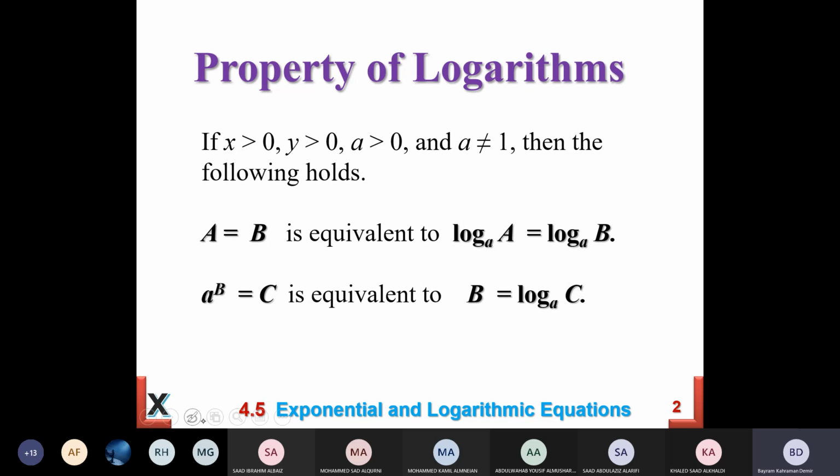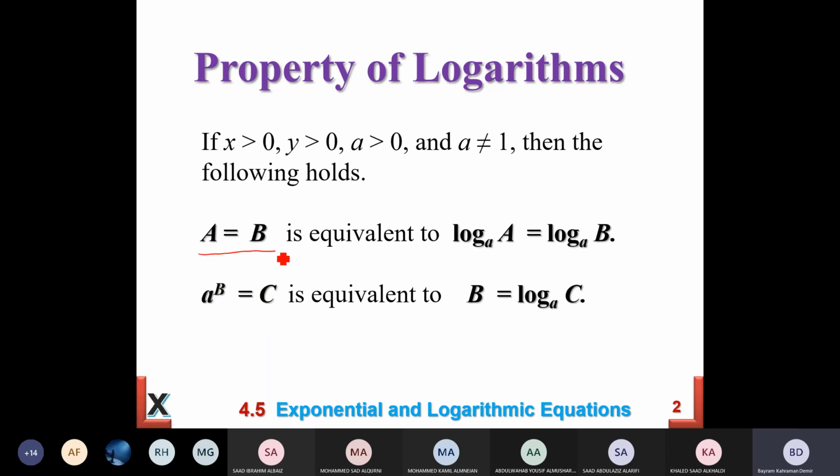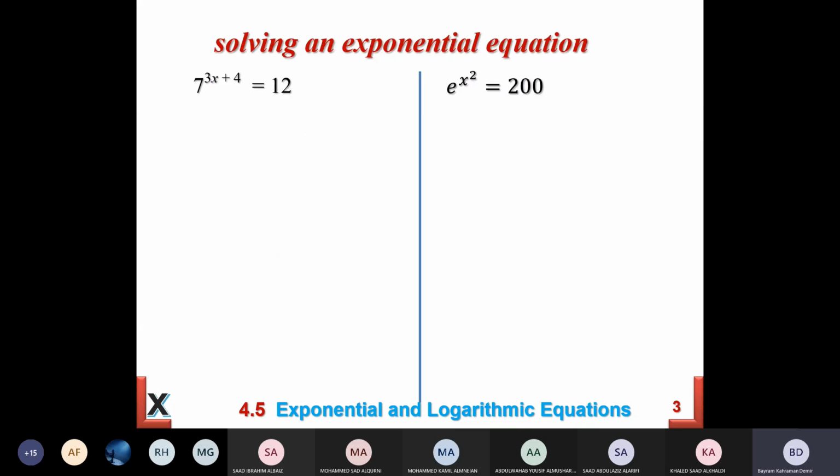One is the one-to-one property. That means if you have two expressions that are equal, then the logarithms of those two expressions must also be equal. And it is actually an if and only if condition. If one side is correct, then the other side should be correct. And we just need to remember how to switch from the exponential expression to the logarithmic expression in order to continue to solve the exponential equations.